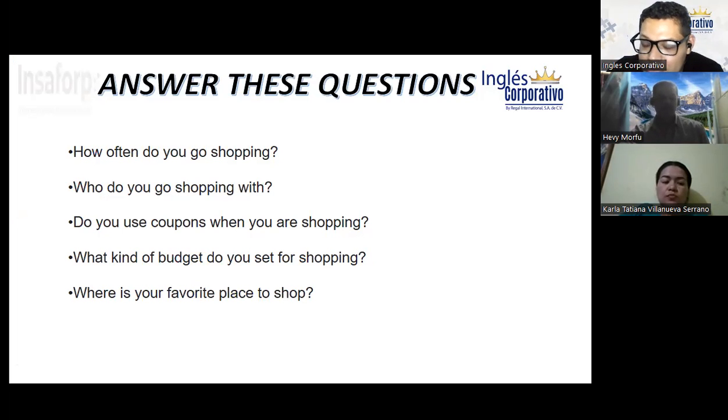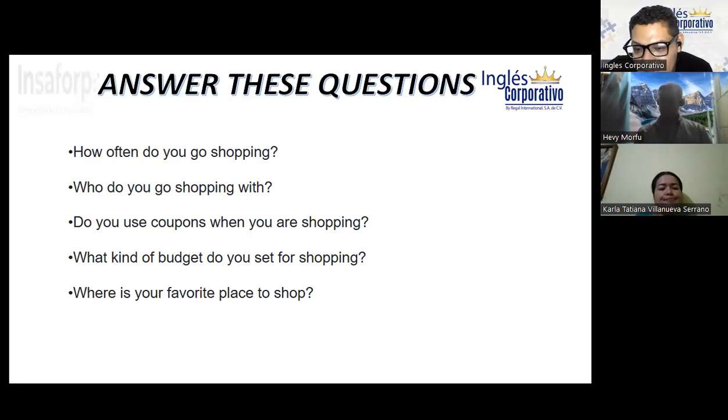Entonces, cuando usted va de compras. Claro, que no sería como ir al mercado porque es diferente, es un poco más de comestibles. Pero go shopping es cuando usted va a comprar productos diferentes, different products. So, how often do you go shopping? Who do you go shopping with? ¿Con quién vas por lo general a comprar? ¿Con quiénes vas? For example, Carla Tatiana, who do you go shopping with?